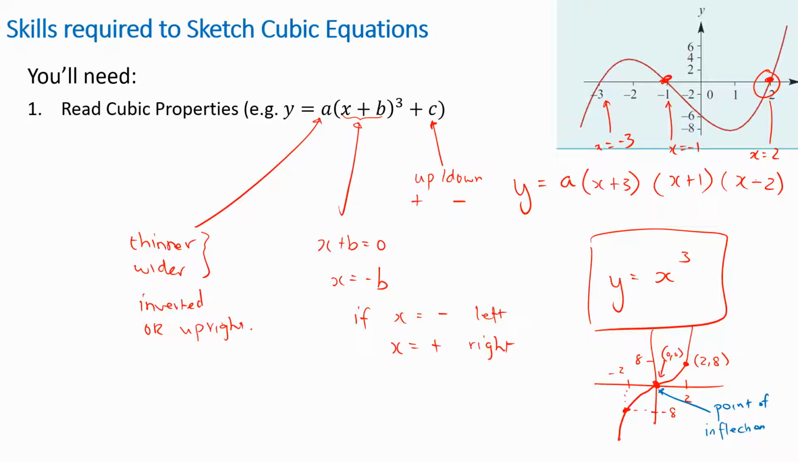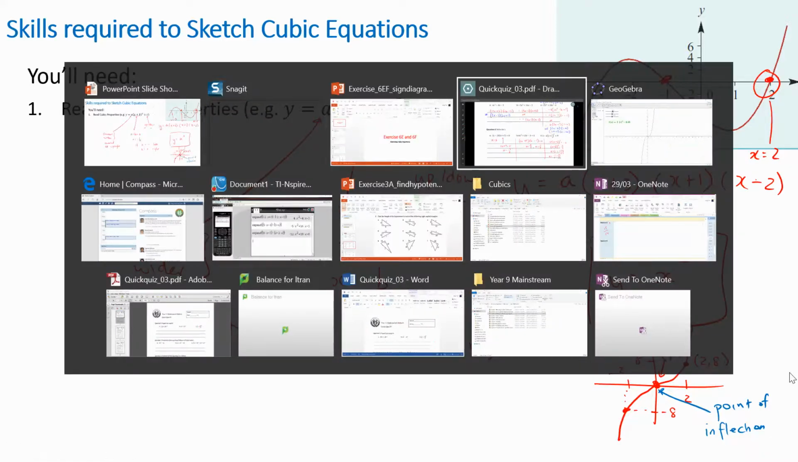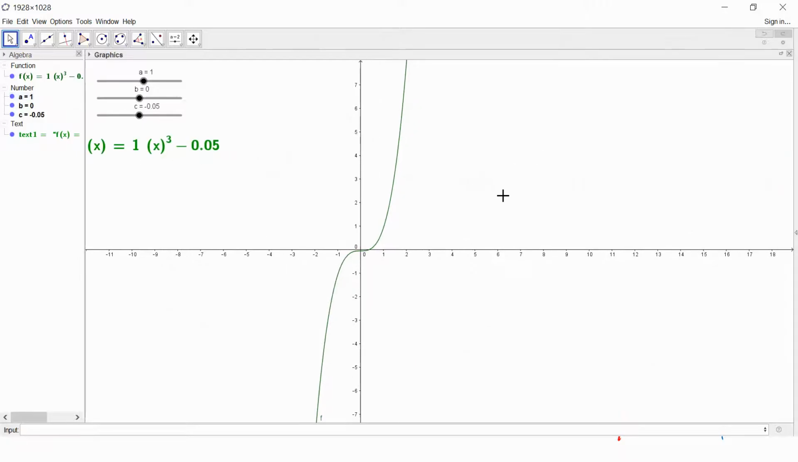And then next session, hopefully you can put it all together: factorizing, cubic division, factor theorem, find the x-intercept, and then find the y-intercept, and you can sketch. Okay, but for now, I'm going to go to GeoGebra so that you can see what I'm teaching you, where I say up, down, left, right, and how that affects your cubic graph. Okay, so let's have a look. Where's my GeoGebra? Okay, so here we go. I'm going to zoom in so you can see.